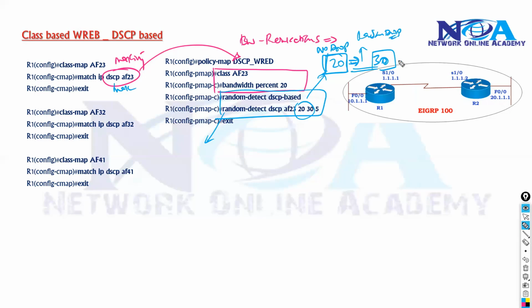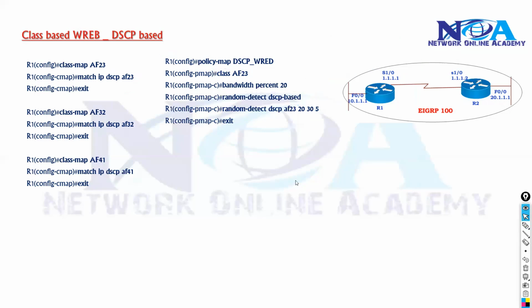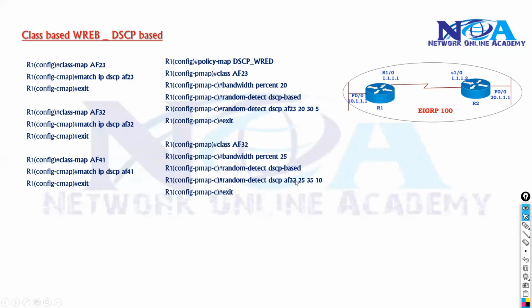And that random drop will be done based on the MPD value 5, which means 1 out of every 5 packets will be dropped, that is 20%. Out of 5 packets, randomly it will drop 1 packet. That's what it will do for this traffic. In a similar way, you can configure the same thing for the other marking options as well.